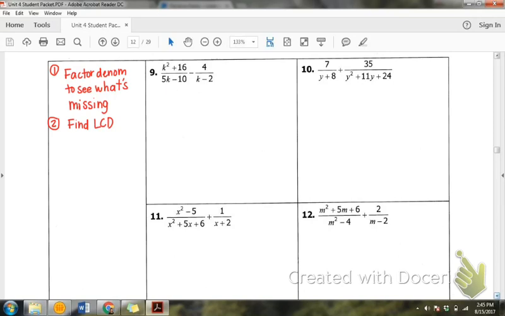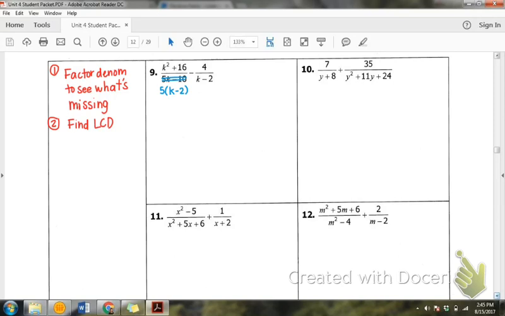Okay, so number 9, now we're worried about factoring the denominator because we don't want to just multiply by k minus 2 and 5k minus 10 because that's going to create a lot of extra work for us. So the first denominator, 5k minus 10, what can we factor out here? 5. Not a 2, a 5, right? Which leaves me with k minus 2. Okay, so we're going to cross that denominator out because now we made it k minus 2 with a 5 on the outside.